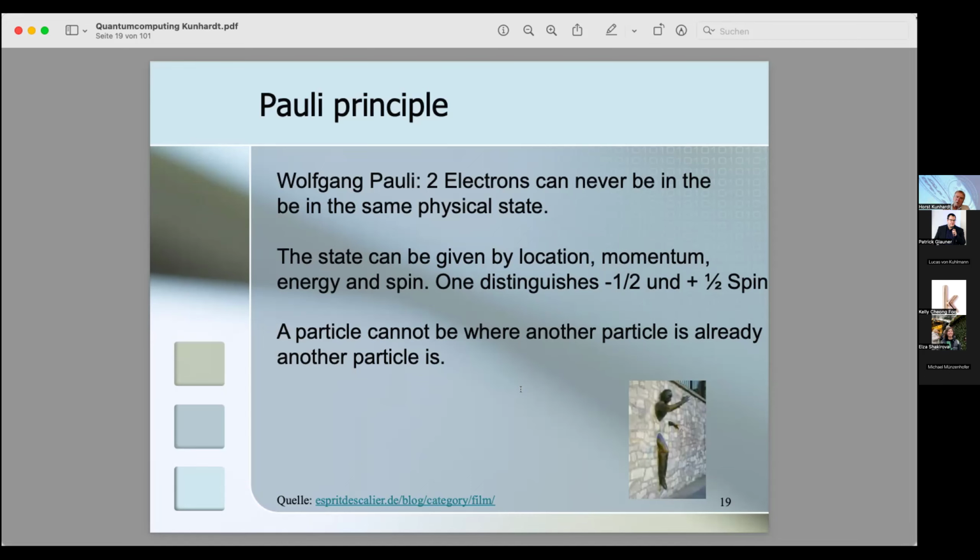And if you want to try to walk through a wall, you can make the experience on your own: you will get hurt. That's one of the explanations why it doesn't work to apply the rules of quantum theory in our real world. And the explanation is true even on the microscopic level: two electrons or two particles can never be at the same time in the same physical state. Therefore, walking through a wall is not possible and not feasible.